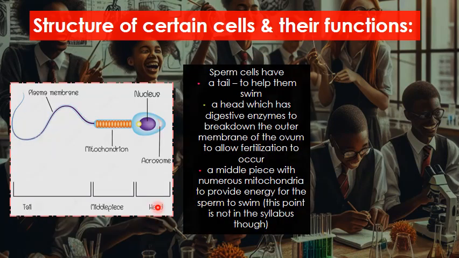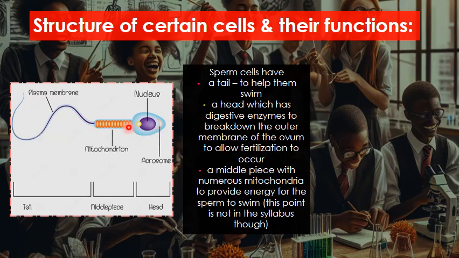Okay. So let's look at another cell, the sperm cell. This is what the sperm cell looks like. This first part here is called the tail. This middle part is called the middle piece, and this is the head. The tail helps the sperm to swim so that it can go and fertilize the egg, right?